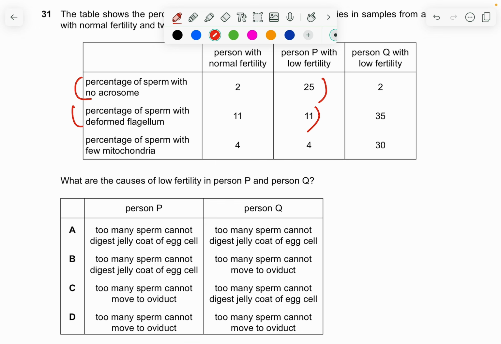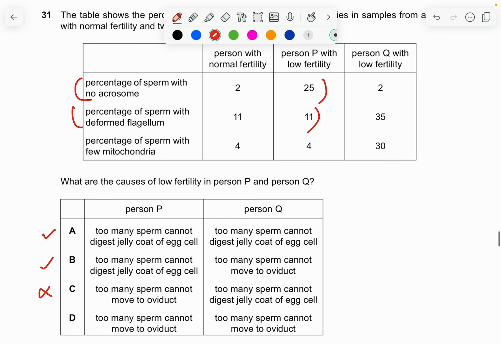So you can see that they have no acrosome. If they have no acrosome, it means that they do not have the necessary digestive enzymes to digest the jelly coat of the egg cell. So A and B seem to be correct now. C and D is out.